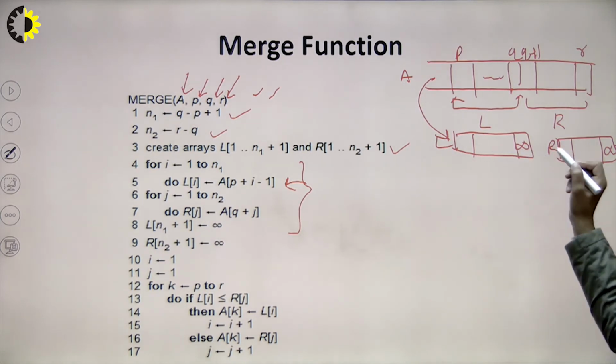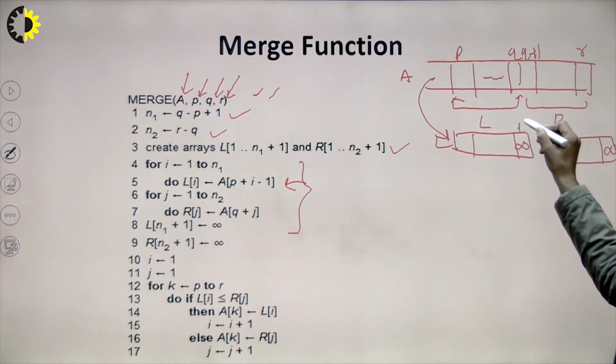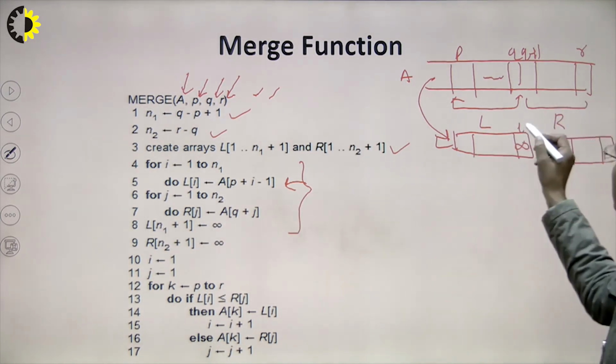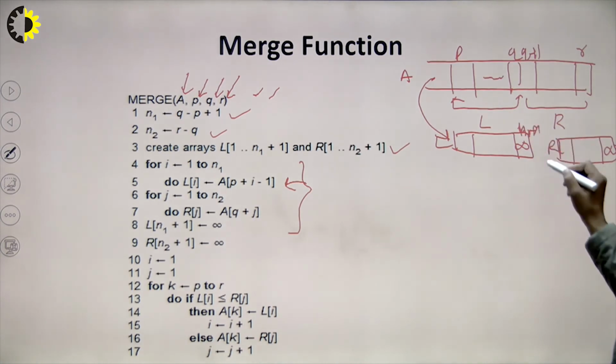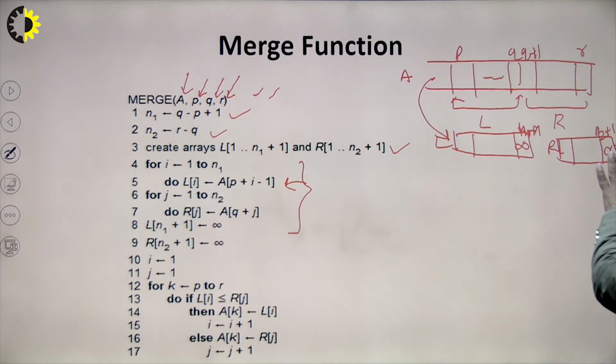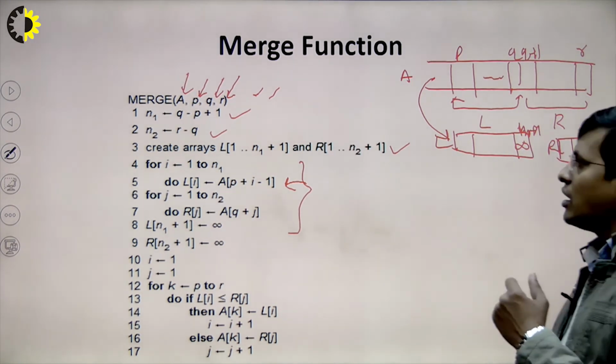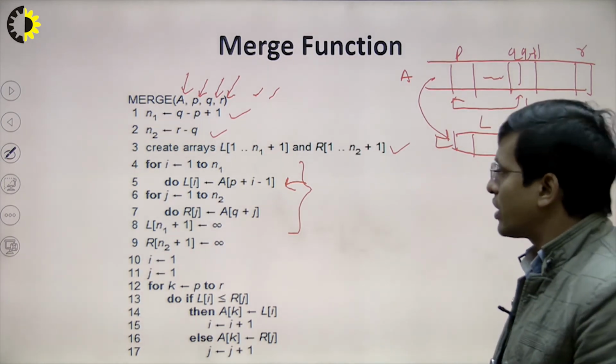In the last index, L at n1 plus 1, and R at n2 plus 1, the value will be infinity, to check whether the final values are ending or not.